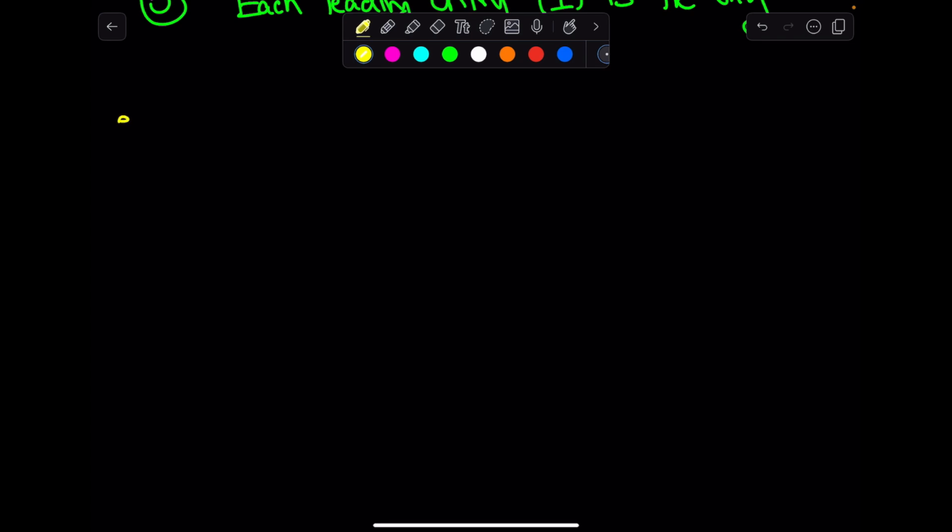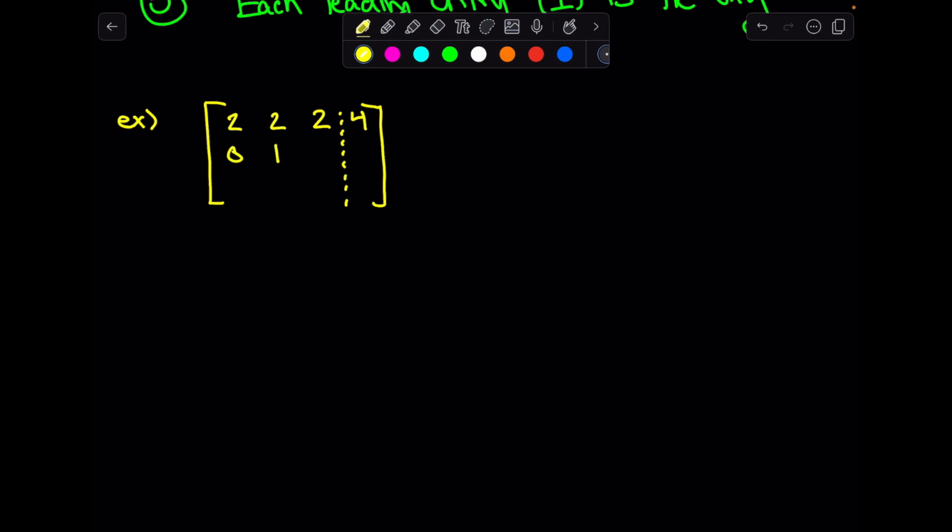So for example, maybe I start off with a matrix that's already in some sort of form, and let's see if we can identify what kind of form this is. Let's say this is an augmented matrix. So let's say we have 2, 2, 2, 4. Maybe the next line is 0, 1, 7, 8. And then the last one is 0, 0, 7, 5.